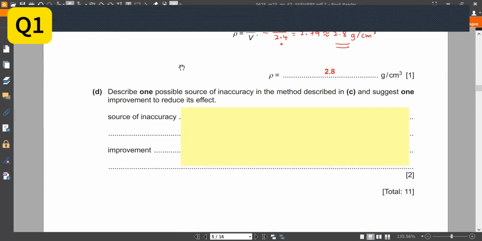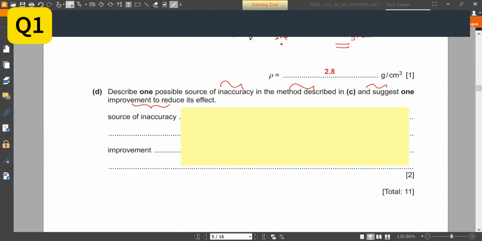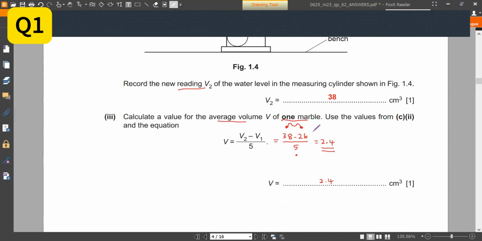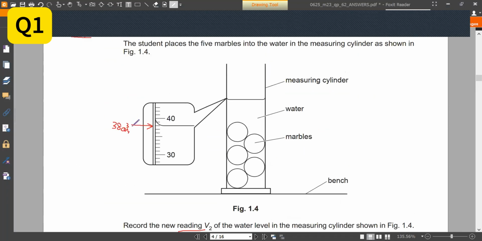Describe one possible source of inaccuracy in the method described and suggest one improvement to reduce its effect. Looking back to our experimental method, what can we identify as a possible source of inaccuracy? For example, the graduations on the measuring cylinder are too large. Here, the smallest scale is 1 cm cube.